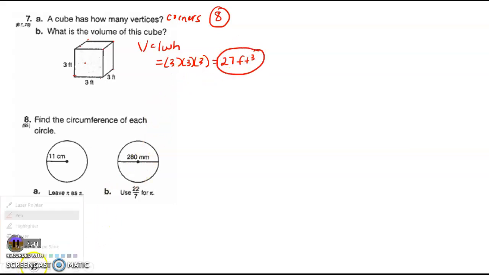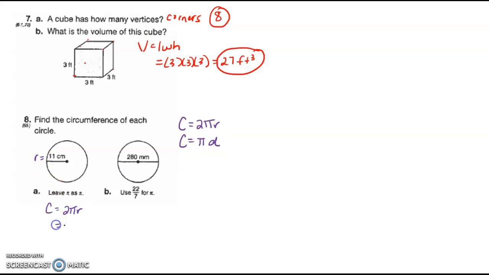Okay, let's change colors. And we're going to find the circumference of each circle. So I'm going to go ahead and write circumference is either 2 pi r or pi d. On this first one, it says leave pi as pi, and my radius is 11. So I'm going to use the 2 pi r. So I have 2 times pi, which I'm leaving as pi, times 11. So I can do 2 times 11, which is 22. And then we just leave pi there.